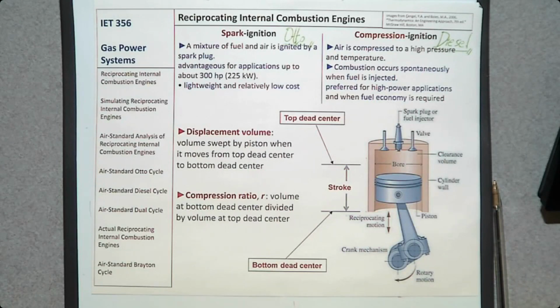Spark ignition system is simple. You just need to have the one spark. And then once we compress the air-fuel mixture, the spark is going to ignite the fuel and air mixture. There's a combustion, and it's going to push the piston downward. So that's how we are going to create this shaft power. It's simple.